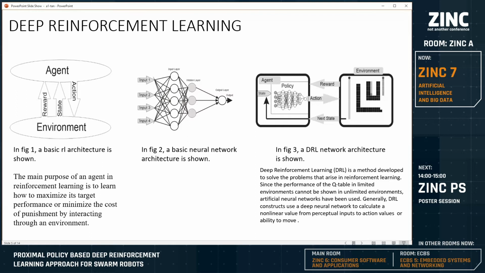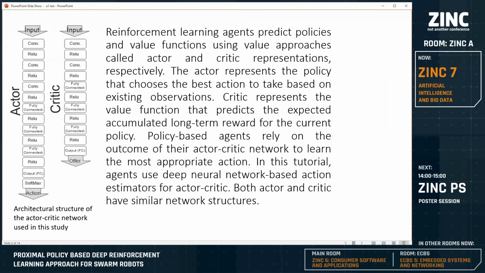Deep reinforcement learning is a method developed to solve the problems that arise in reinforcement learning. Since the performance of the Q table in limited environments cannot be shown in unlimited environments, artificial neural networks have been used. Generally, deep reinforcement learning constructs use a deep neural network to calculate a nonlinear value from perceptual inputs to action values or ability to move.